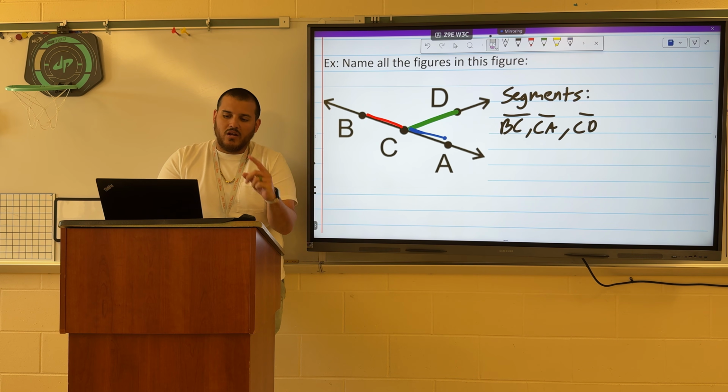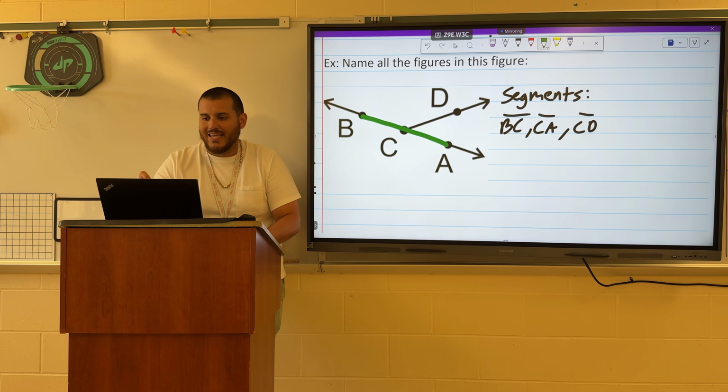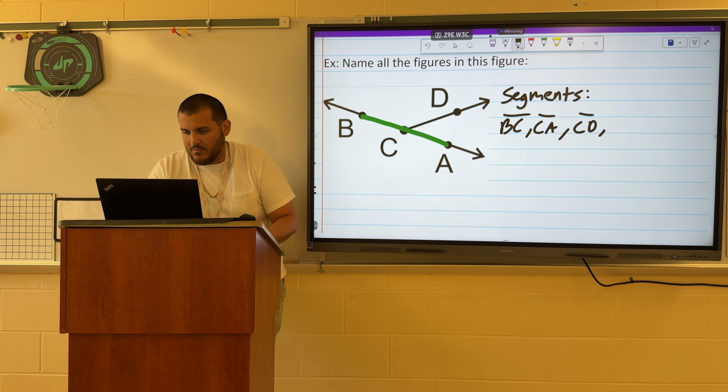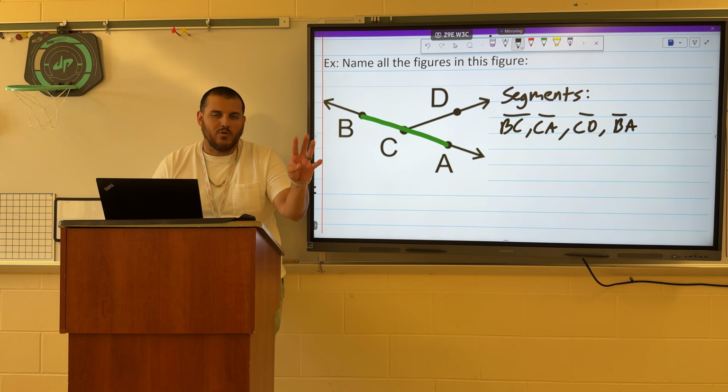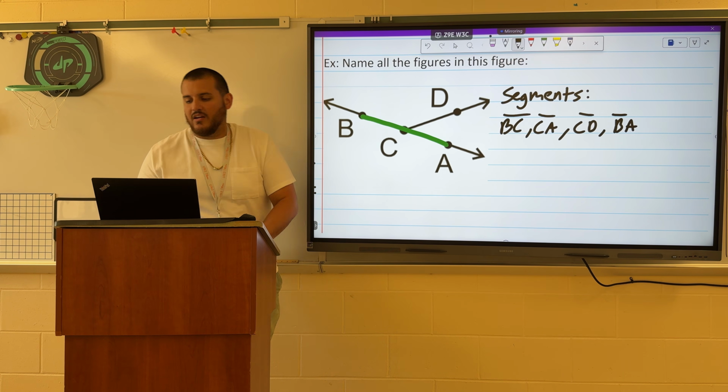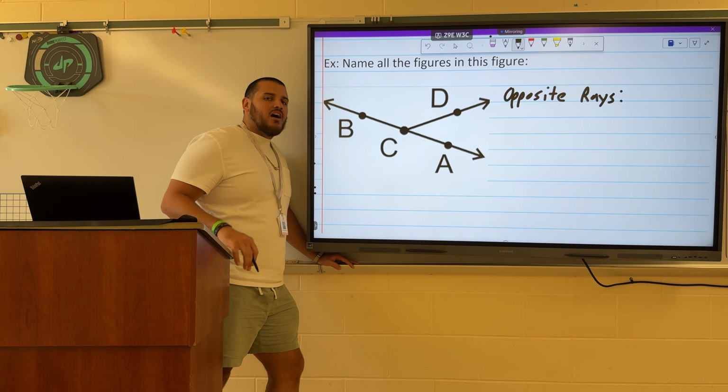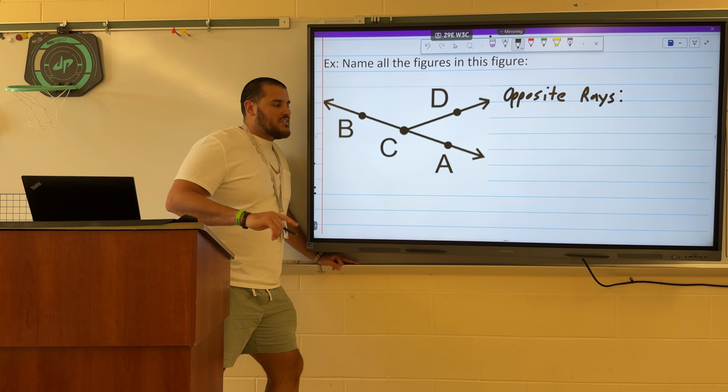All right, but there is one other segment hiding in here which starts at B and ends at A, which we could call segment BA or AB. So 4 segments in our figure here. And lastly, we have 1 pair of opposite rays. Let's pause and see if you can find them.